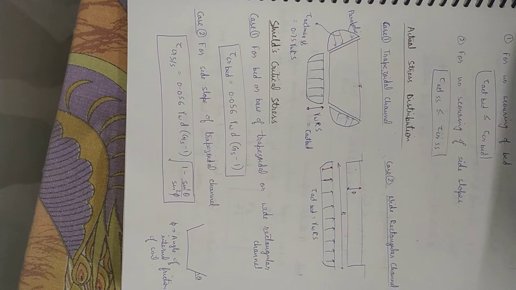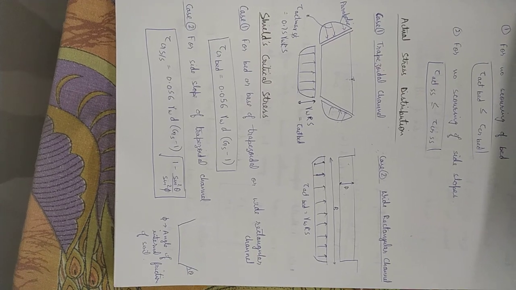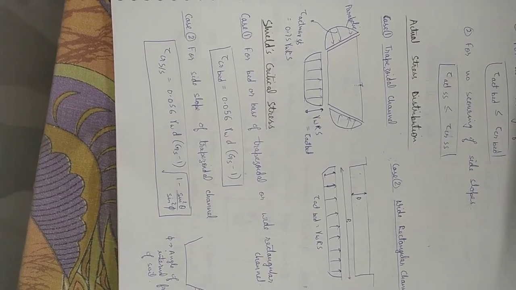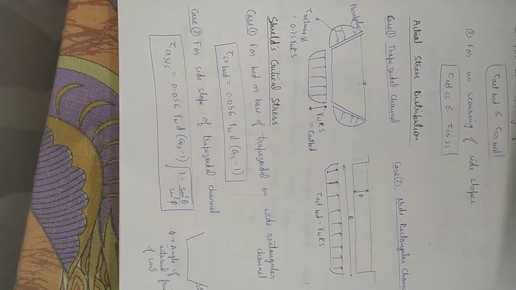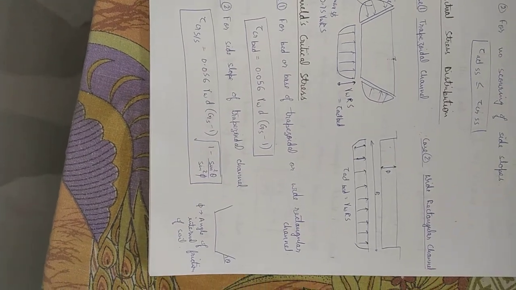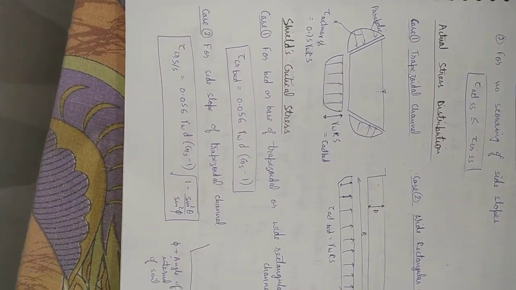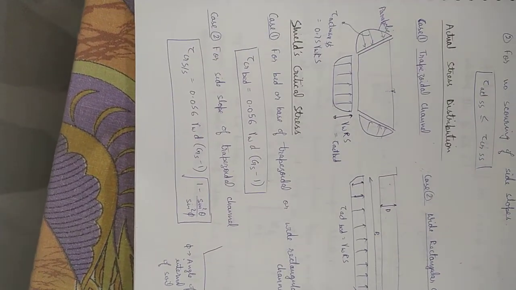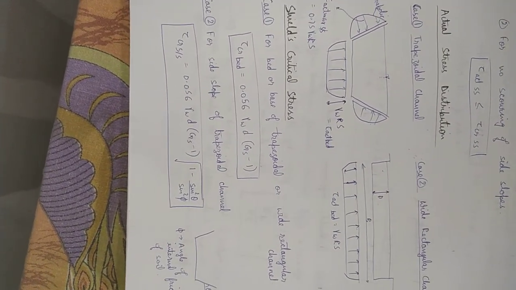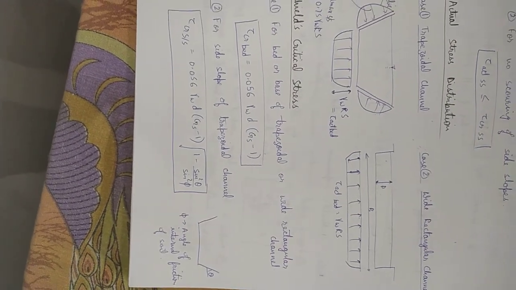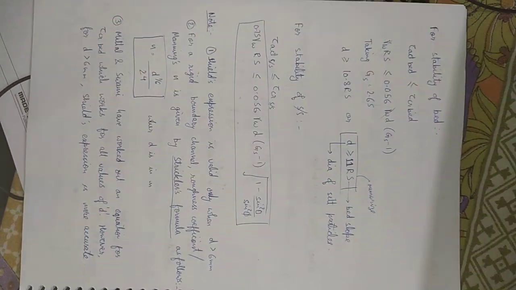Once we are done finding the actual stress, now we need to compare it with the Shields critical stress. In the first case, for bed of trapezoidal or wide rectangular channel, tau critical for bed is equal to 0.056 gamma W D multiplied by GS minus 1. And for side slopes of trapezoidal channel, tau critical for side slope is equal to 0.056 gamma W into D multiplied by GS minus 1 multiplied by whole under root 1 minus sine square theta by sine square phi, where theta is the angle of side slope from horizontal and phi is the angle of repose of soil.